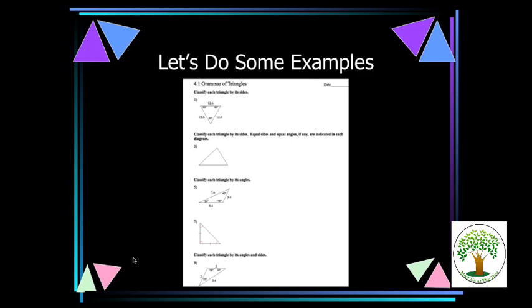Equilateral, right? How do you know if it's equilateral? Because they're all equal. They're all 12.6. You are correct. The answer is equilateral. That's correct.